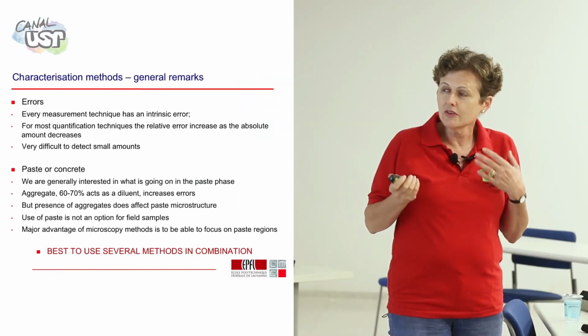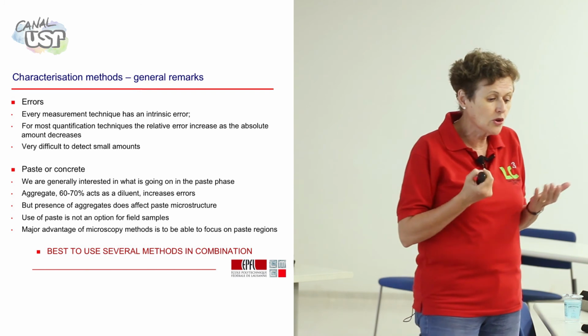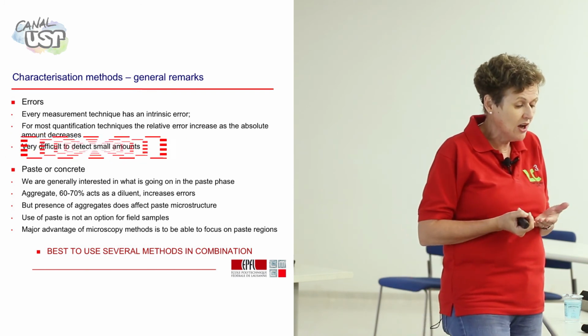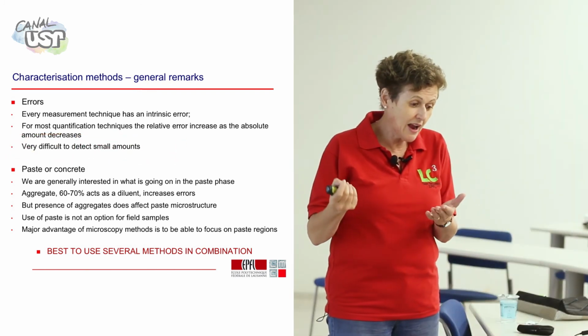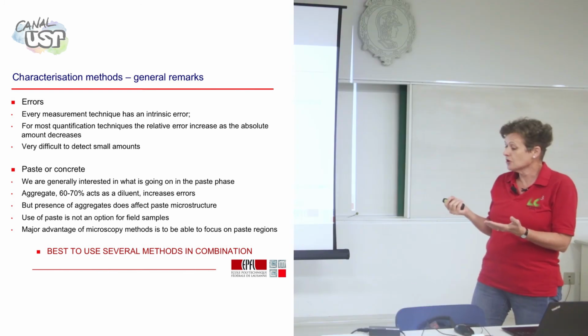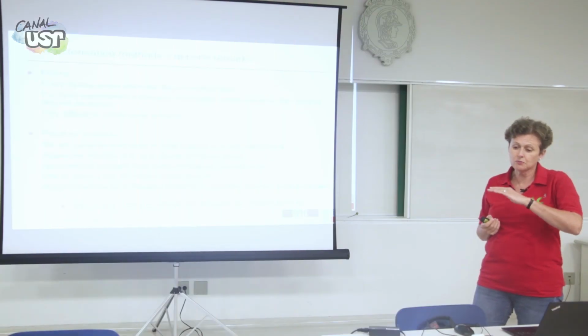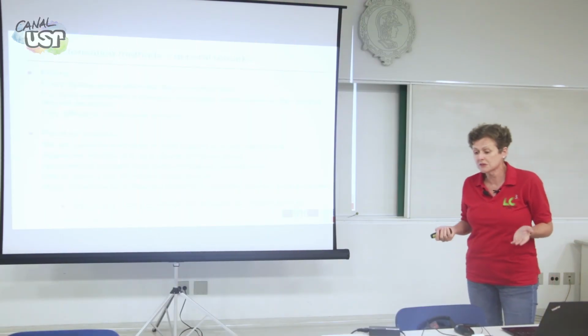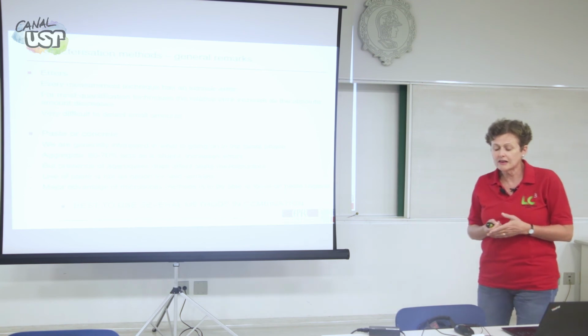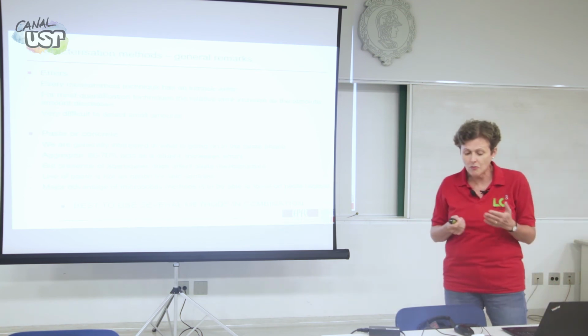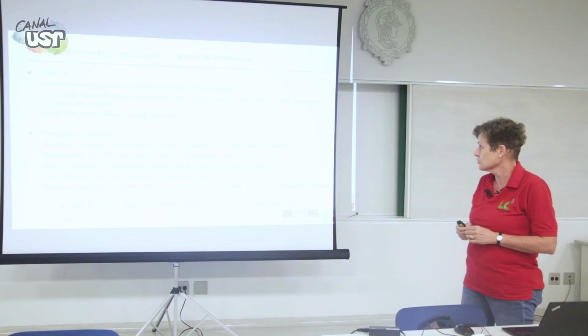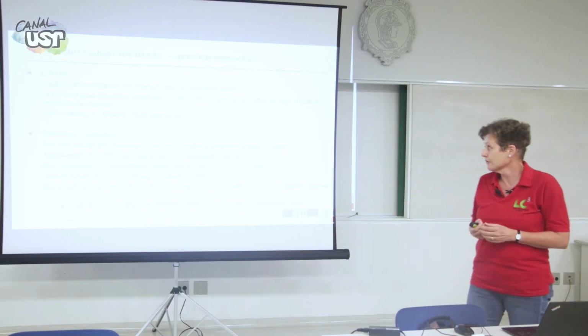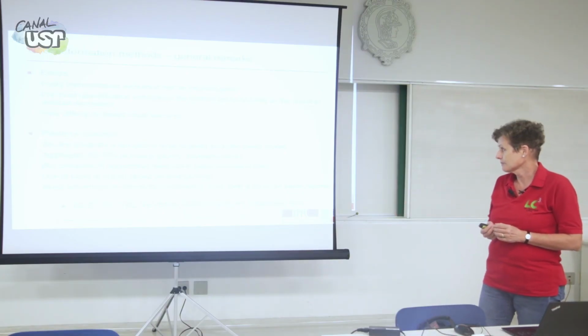You also have a problem that the smaller the quantity you're trying to measure, the higher the relative error. So if you're trying to measure something that's present in quantities of about 50%, you can generally get down to fairly low errors of about 1 or 2% absolute. But that 1 or 2% absolute, if you're trying to detect something that's only present in amounts of 1 or 2%, is nearly a 50% relative error.